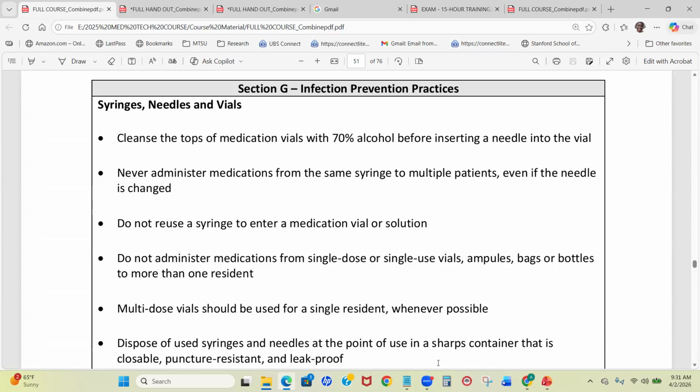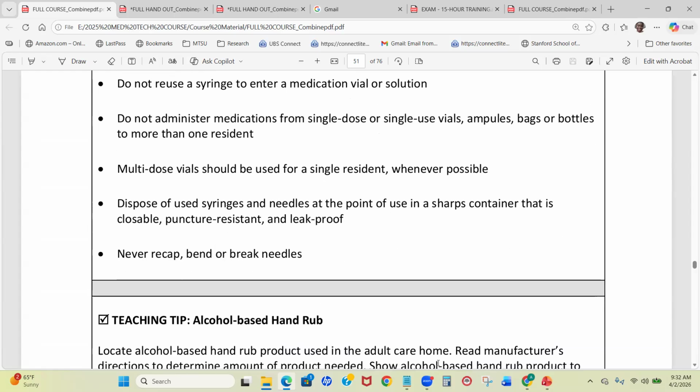Don't say, oh, they look the same. Or, oh, they are in the same room, so they can share. No, don't do that. Okay. It says, do not administer medication. Like I said, don't do that.